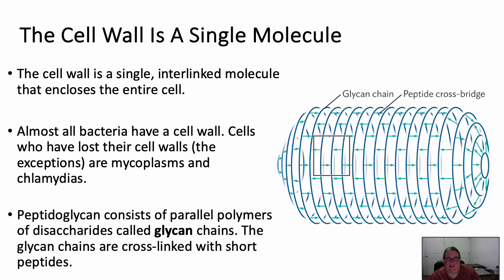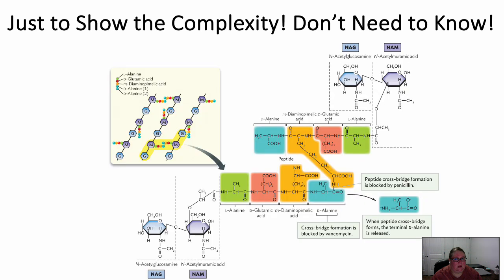We know we have these glycan chains. These glycan chains are actually made of disaccharides that are going to be connected in a polymer. And then, of course, the peptide, these amino acid sequences, are going to connect each of these glycan chains. So don't freak out on me. There's a lot of detail on this page. You don't need to memorize this. You don't need to know. But it's good to understand that these cell walls, as simple as we talk about them, are a little bit more complex. So let's talk about these glycan chains.